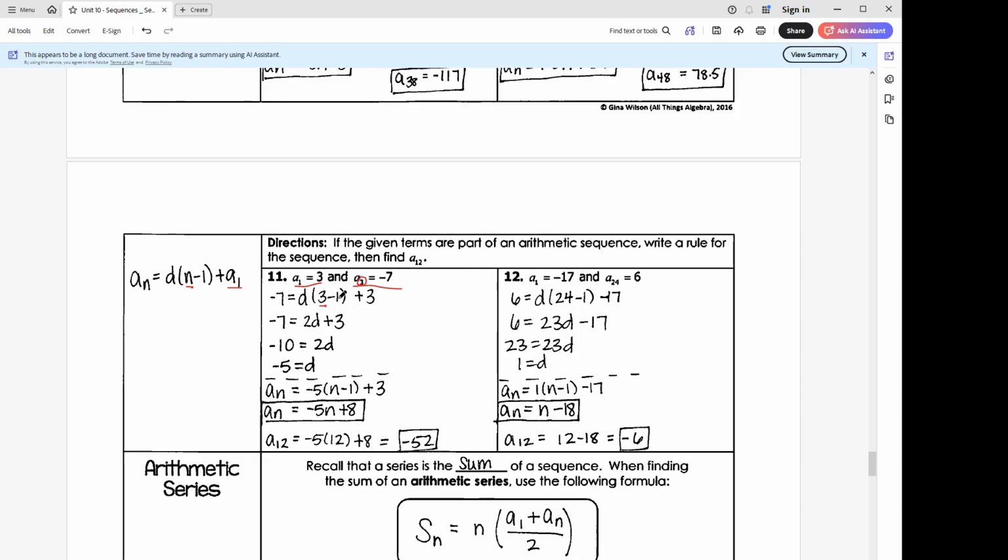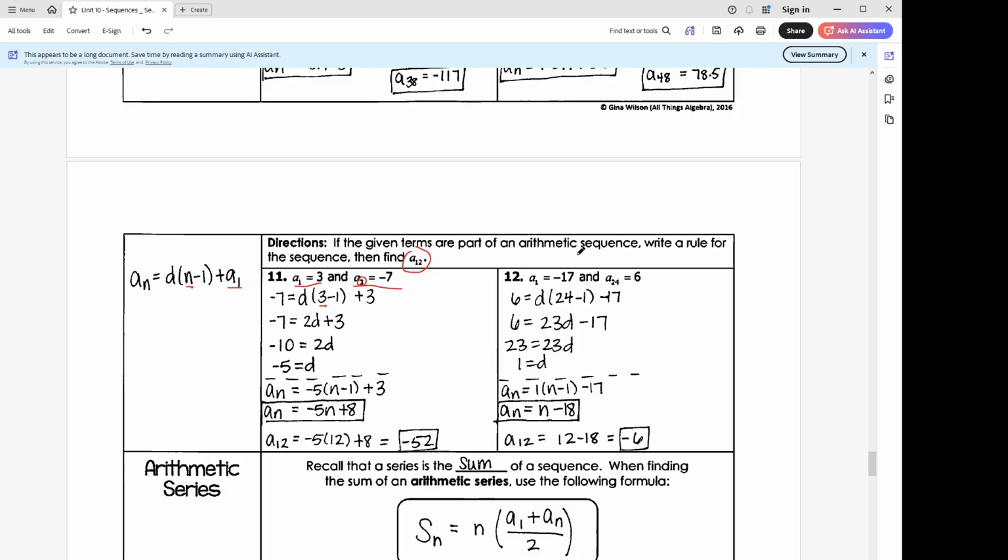Look, you can distribute D in, well, you don't have to distribute 3 in. 3 minus 1 is 2. 2 times D is 2D plus 3. Okay, so subtract the 3 over, you get -10 equals 2D. Divide by 2, D equals -5. And then you use -5 in the formula here, with the first term, a sub 1, and then you can either, again, leave it like this, or distribute the -5 in to simplify it into this. And then in the directions, once you find whatever the arithmetic formula is, they wanted you to plug in 12 into it, and then you can solve for the indicated term here.